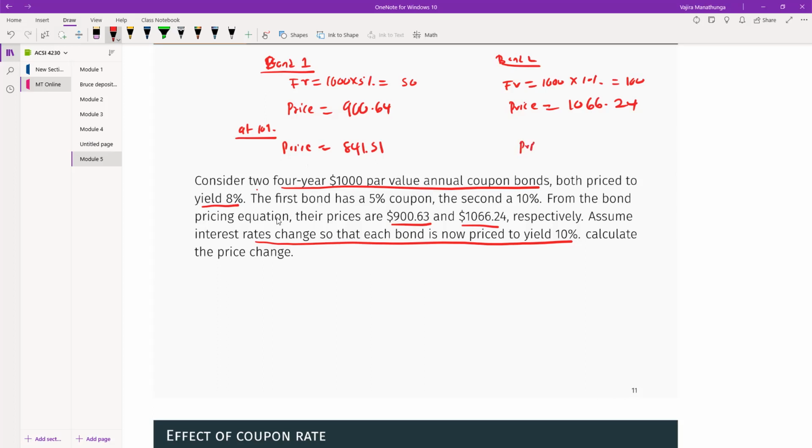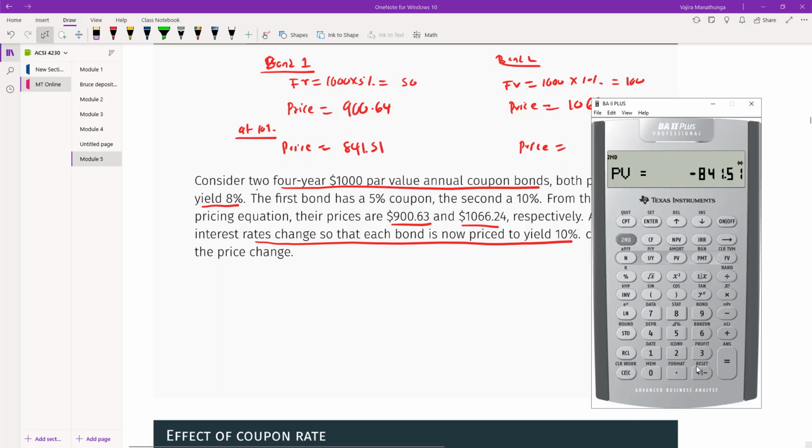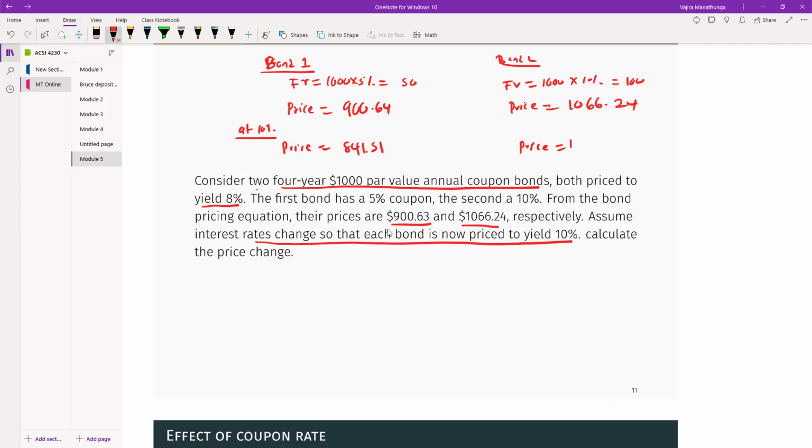Then here for the other bond, 100 for payment, 1000 for future value, 10% for rate, 4 for N, and then compute is 1000. Actually, it's 1000 because we are taking the same coupon rate as the yield.